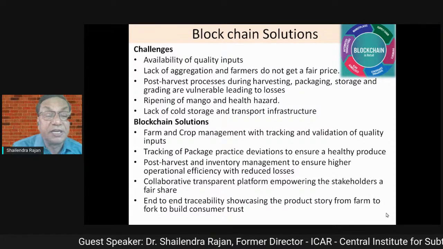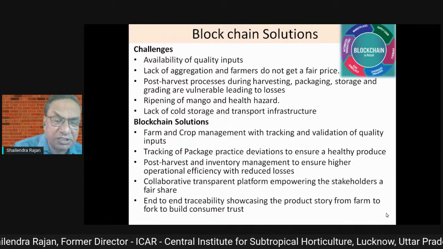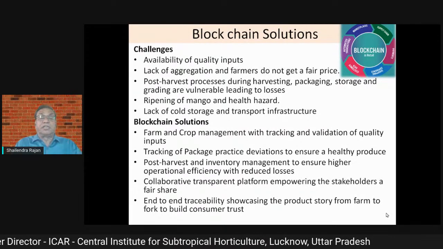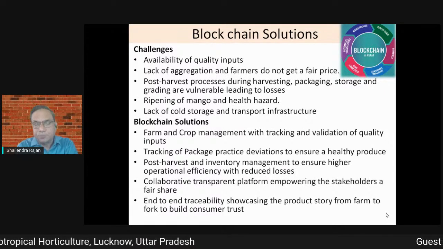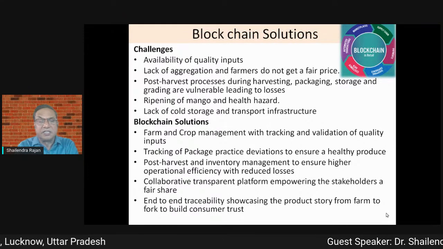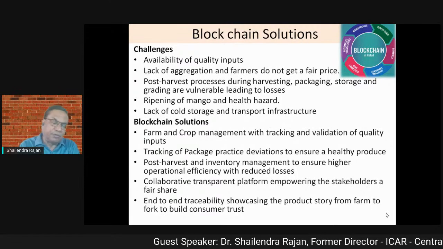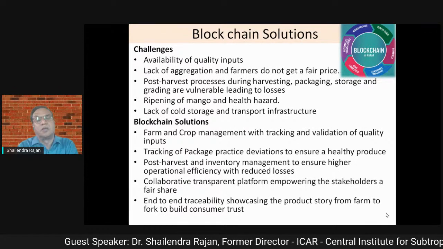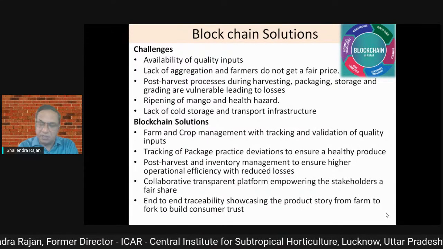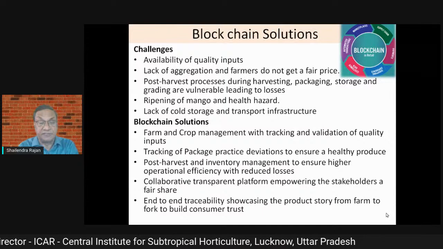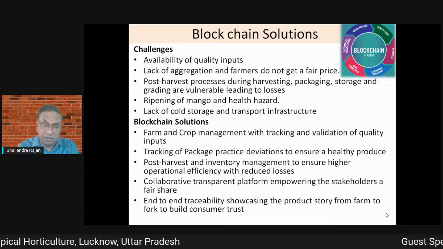Then we can have crop management and validation of quality inputs through blockchain solutions, and tracking of the package of practices and deviation from it. We have to follow certain good agricultural practices, and those are to be well defined. Traceability will be important, particularly in future fruit production. Traceability will be one of the areas which has to be considered by Indian fruit producers. Then post harvest and inventory management is most important for all these issues.